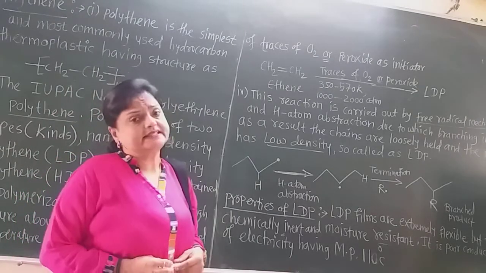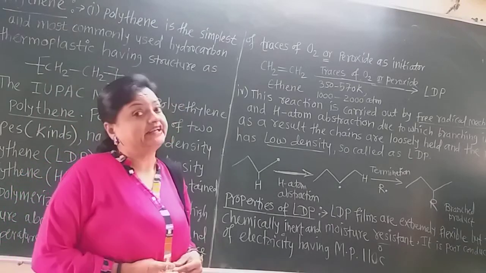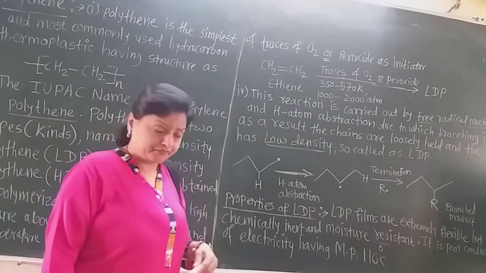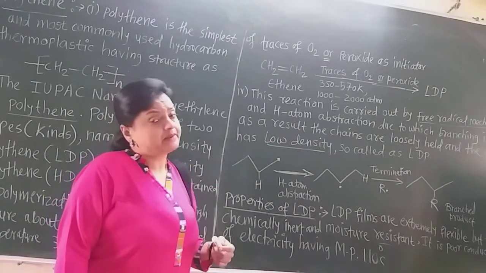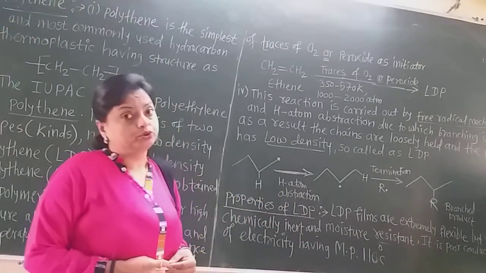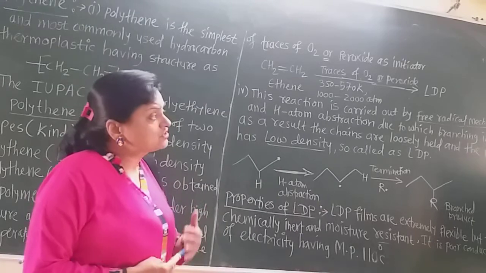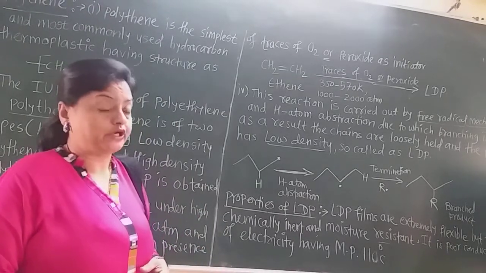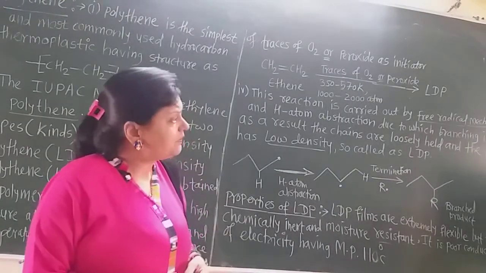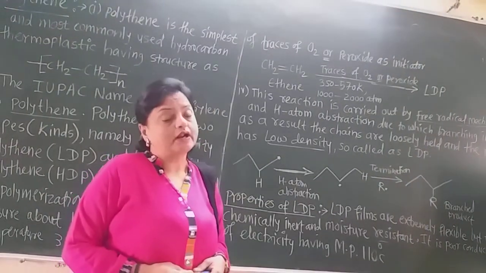Now what is in this reaction? This reaction is carried out by the free radical mechanism or free radical addition reaction, and there is intramolecular abstraction of a hydrogen atom, due to which branching is produced, and as a result the chains are loosely held in low density polymers. The chains of the low density polymers are loosely held as they are branched, and therefore the polymer has low density. So they are called low density polymer or LDP.